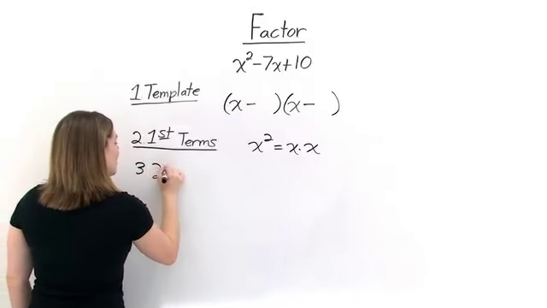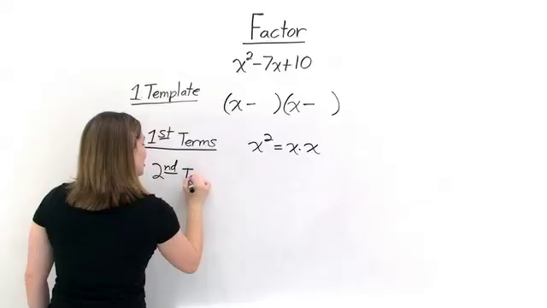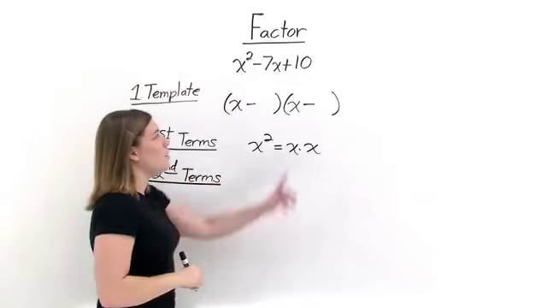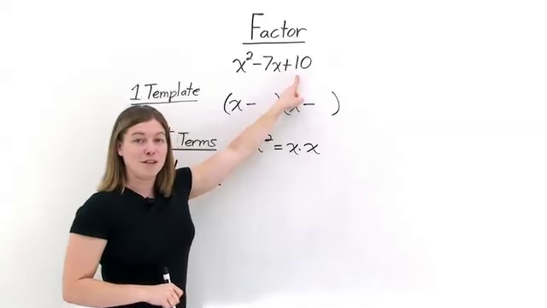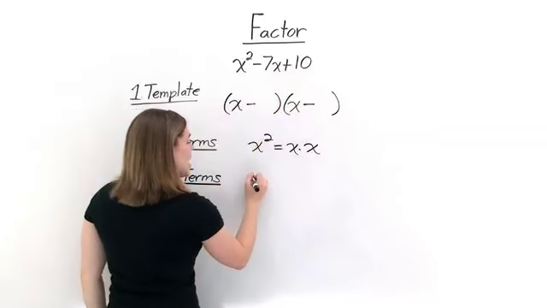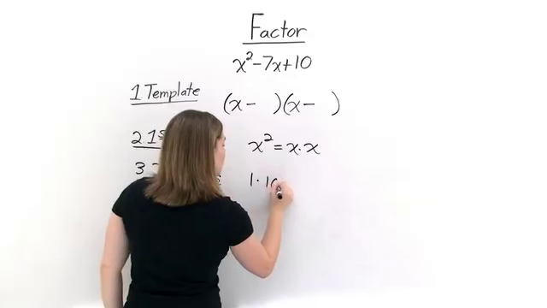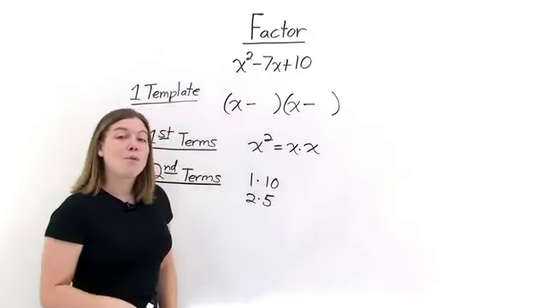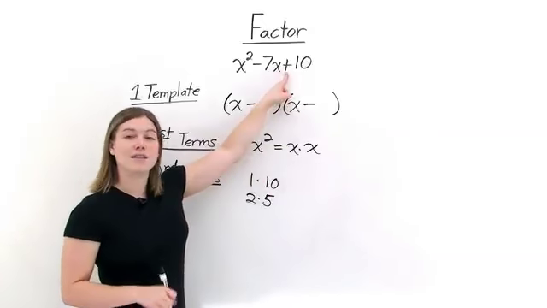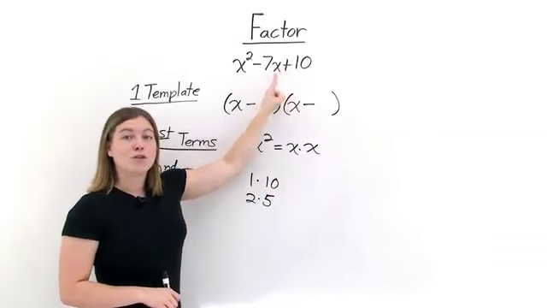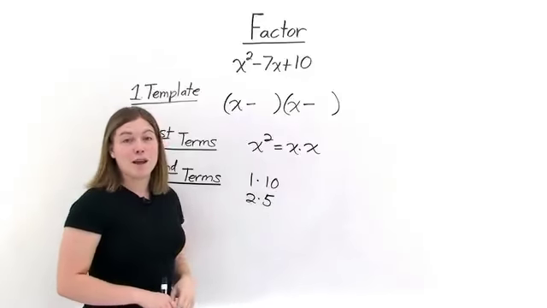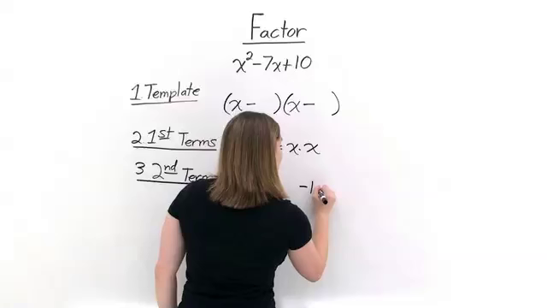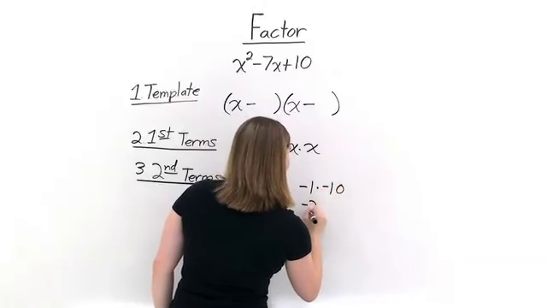In step 3, we're going to figure out what the second terms will be in each one of our binomials. To do that, we look at the last term in our polynomial, 10. We need to break 10 down into all of its factors. So we have 1 times 10 and 2 times 5. Now remember, we had a plus in the second sign of our polynomial. So that means our factors will have the same signs, either both positive or both negative. So we need to include the negative factors as well.